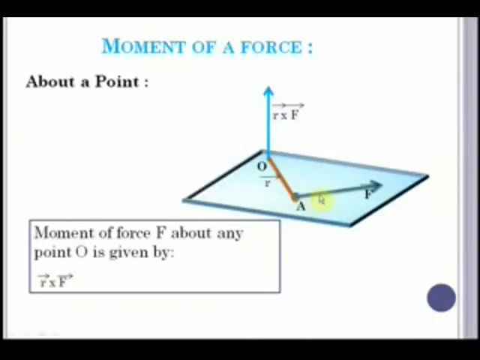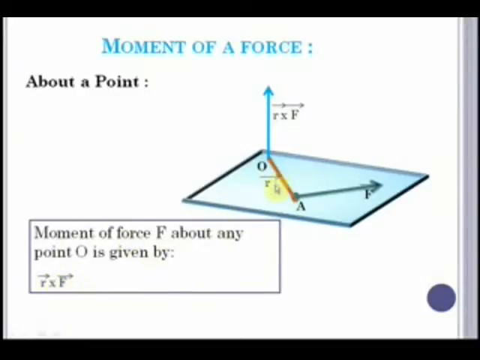A force F is being applied, and this is the vector F. So this vector F represents the force. It is being applied at this point, and we have to calculate the moment of this force about the point O. Let us say that OA is equal to vector R. So the moment of force about this point is given by R cross F, and this is perpendicular to the plane of R and F. Thus the moment of force F about any point is given by R cross F.